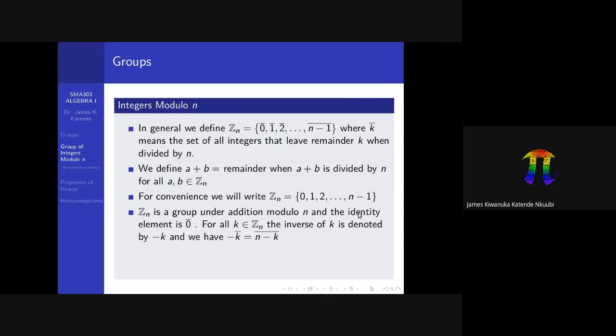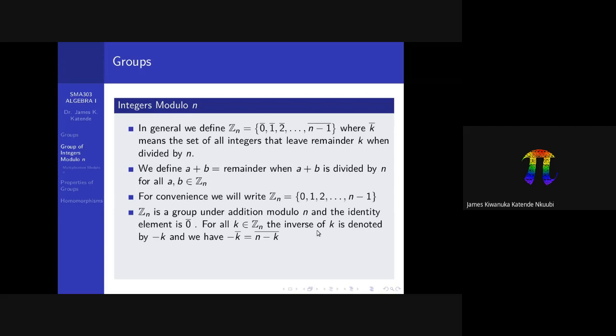So Zn is a group under addition modulo n. Clearly, if you add any two of them here, you will get another number. Using this definition of addition, you will get another number within the same set, so it's closed. We know that addition of integers is associative. So the second property of associativity will be satisfied. We already identified the identity element. The identity element is 0, because if you add 0 to any of these elements, you don't change it.